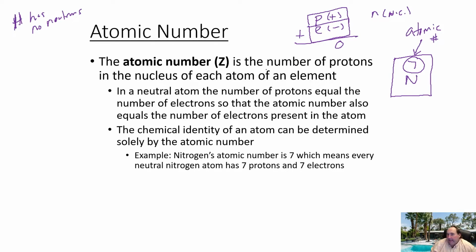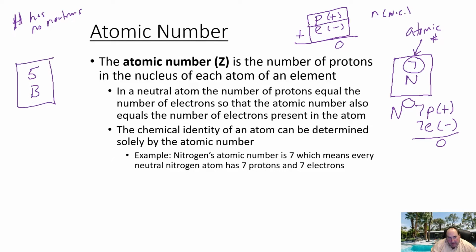So when we look at the periodic table, we see 7 there for nitrogen. What that means is if I have a neutral nitrogen atom, it should have 7 protons, and that means it would also have 7 electrons. So 7 positives and 7 negatives will give me no charge overall, which is, again, why it would be neutral. It has nothing written there. It has no charge.